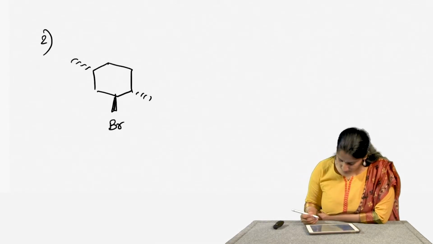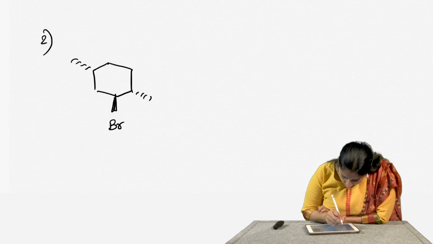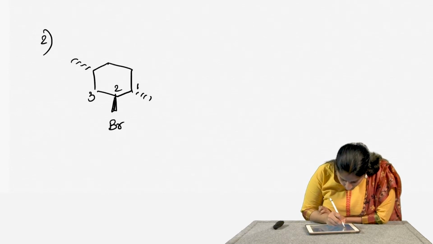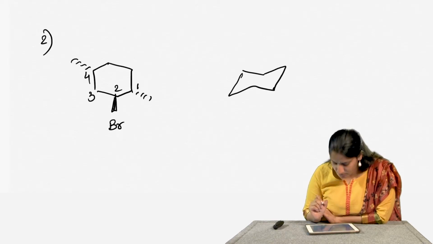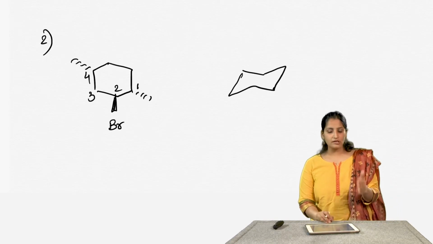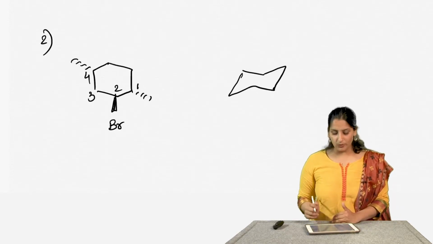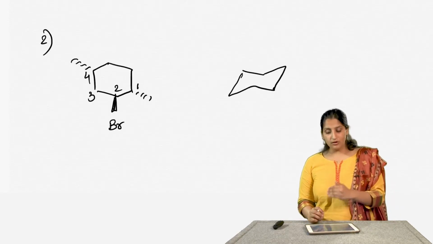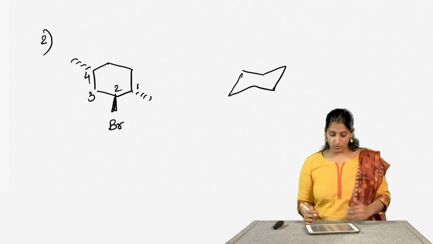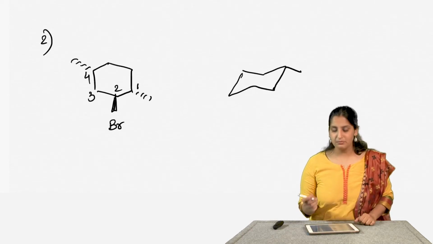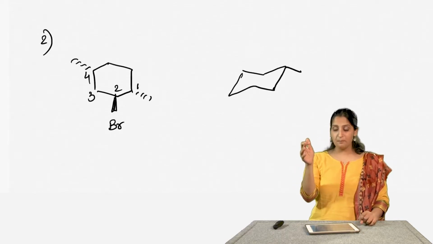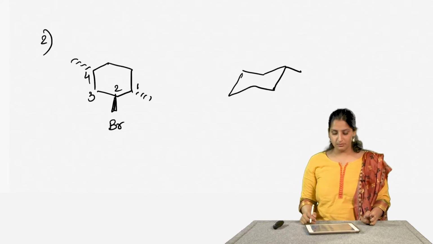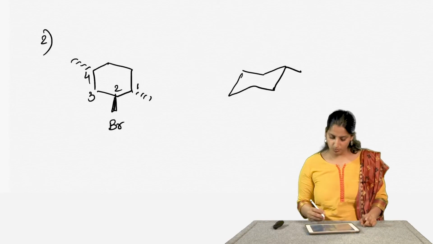Let us go to the next one. We are going to do the same thing, start numbering: 1, 2, 3, 4. And on our chair I am going to draw the same numbering. Now, on carbon number 1 the methyl group is going down. The group that goes down on carbon number 1 is the equatorial down group. Remember, because the head always points high, the group that goes up is the axial group on carbon number 1. So, the down group is the equatorial group.